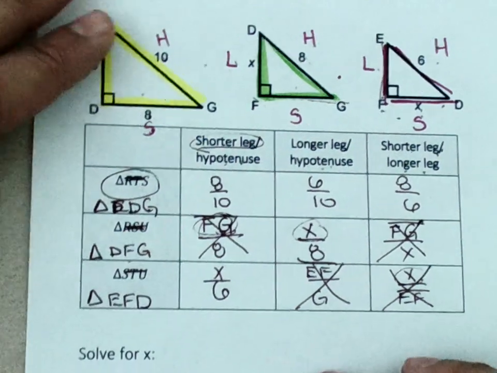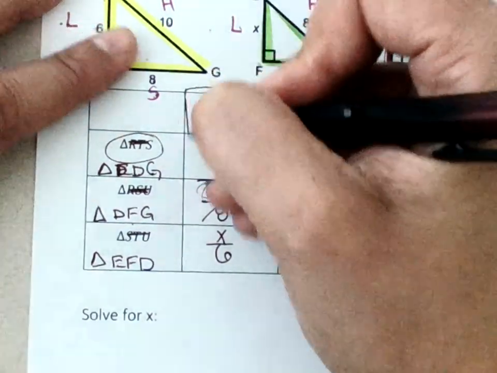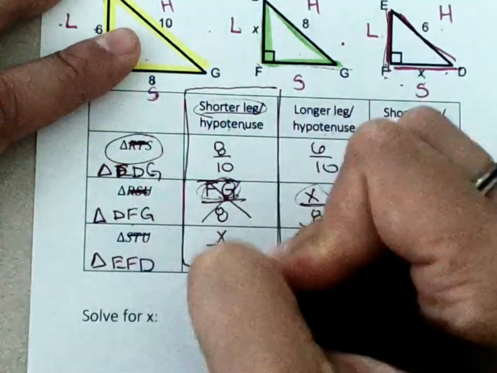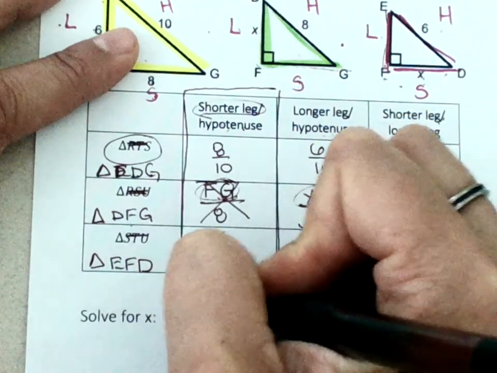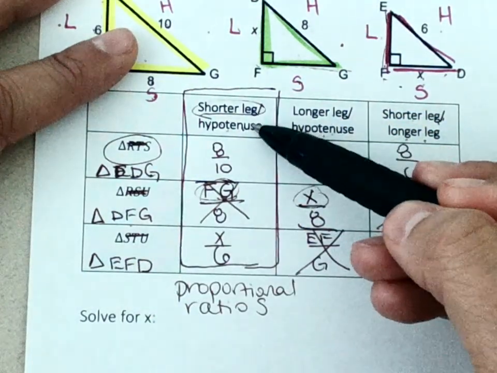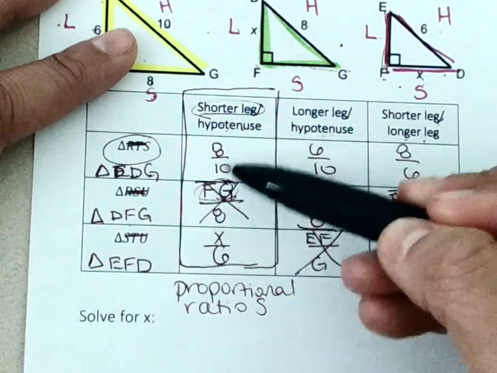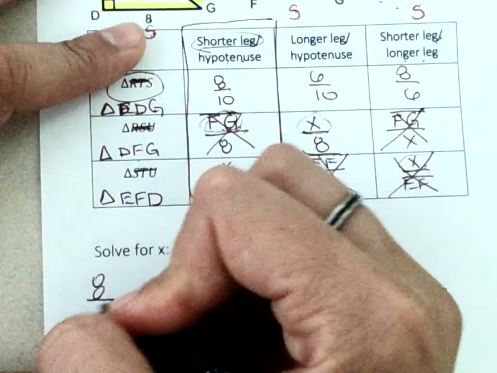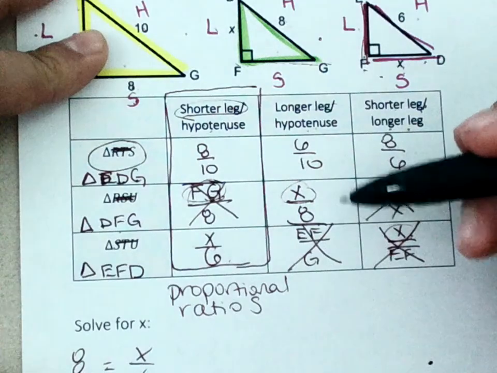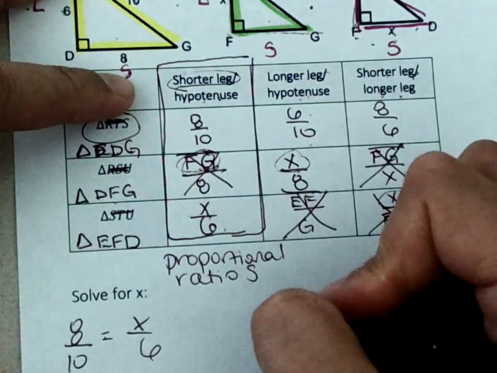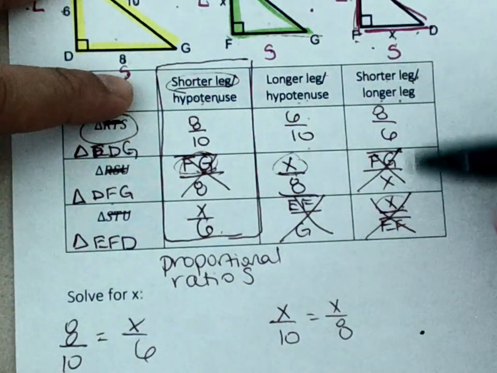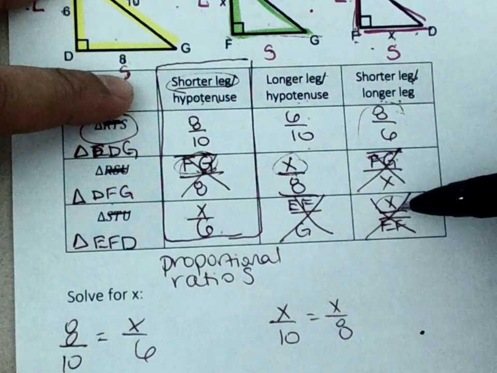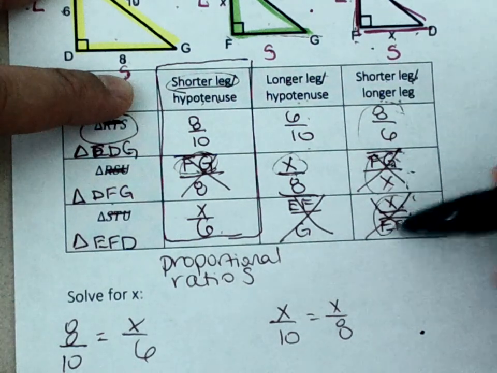I'm now going to look at the columns because these are the proportional relationships, the proportional ratios, right? So I know that comparing short to hypotenuse for this triangle and this triangle is going to give me an answer. So we could set up 8 over 10 is equal to X over 6. We could also look at this column because we have 6 over 10 and X over 8. We should be able to get the same answer both times. This column is not going to help us because 8 over 6 isn't proportional to anything that we can use because there's too many unknowns.